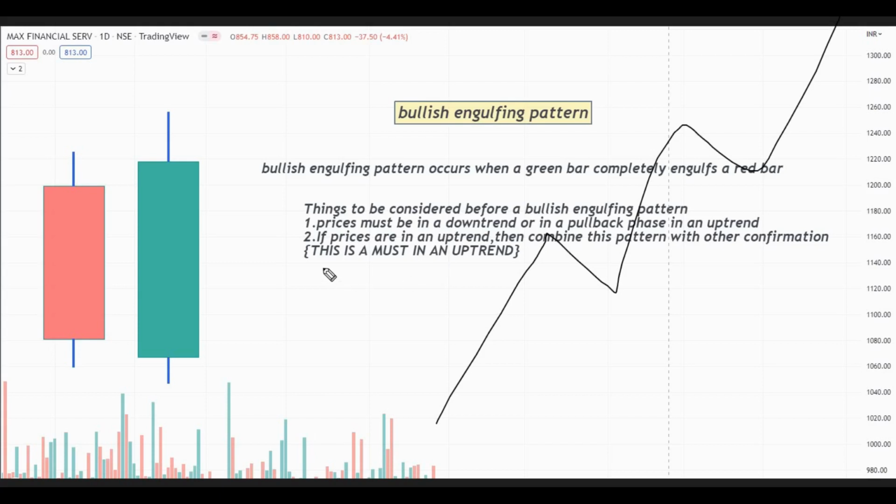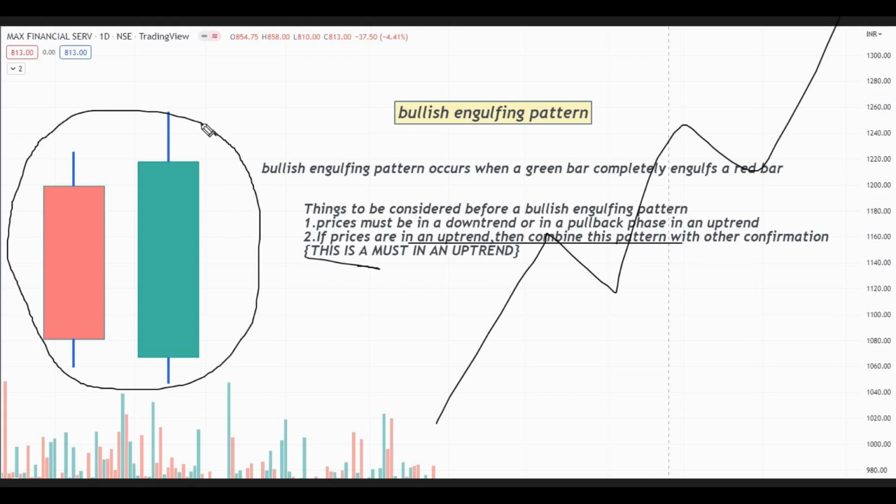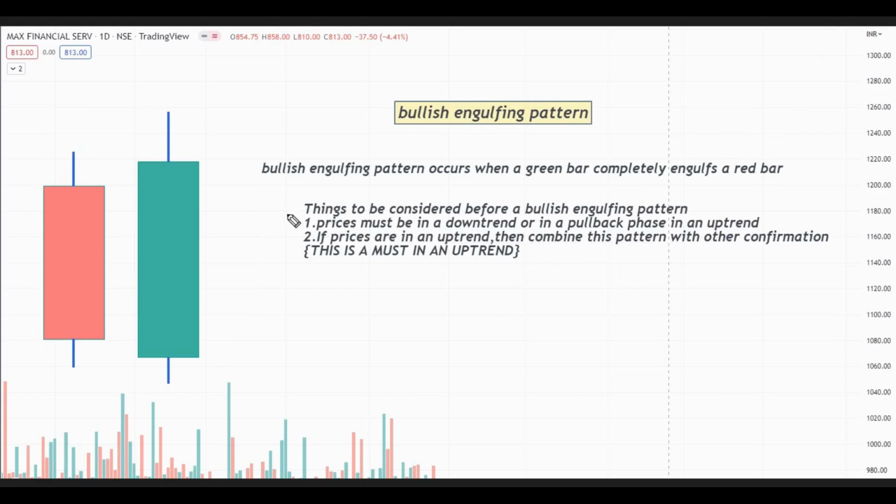Okay, so do remember that. If the prices are in an uptrend and you see a bullish engulfing pattern, then you should combine this pattern with many other confirmations. If you find any other candlestick patterns or chart patterns, or market structure, volume and trend, then you should take the trade. But just by analyzing a bullish engulfing pattern, you should never take a trade in an uptrend. So do remember that bullish engulfing works best in a downtrend or in a pullback phase in an uptrend.